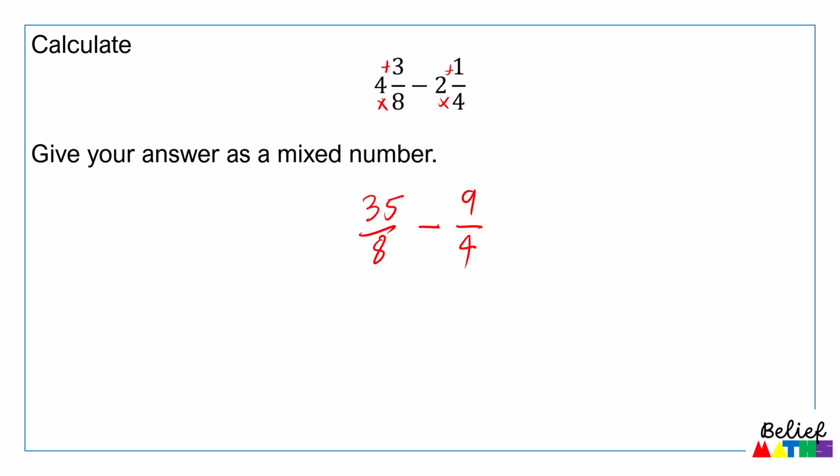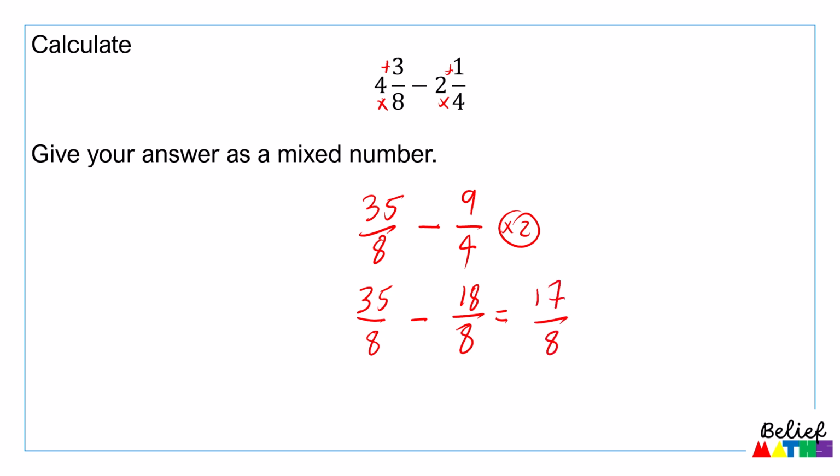Now we need the same denominator. So in this case, we're going to use 8 for both of them. So this stays as 35 over 8. This one we've multiplied by 2, so that gives us 18 over 8. And then 35 take away 18 gives us 17 over 8.